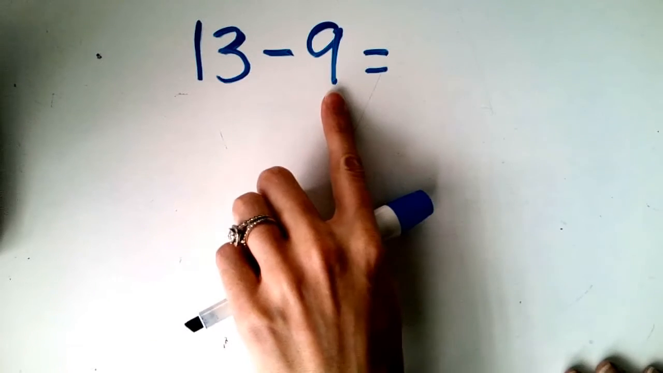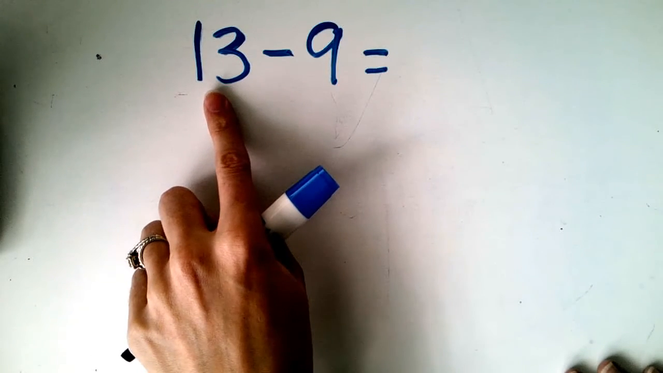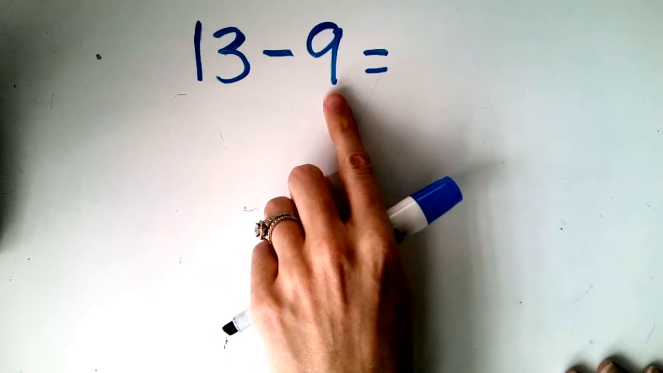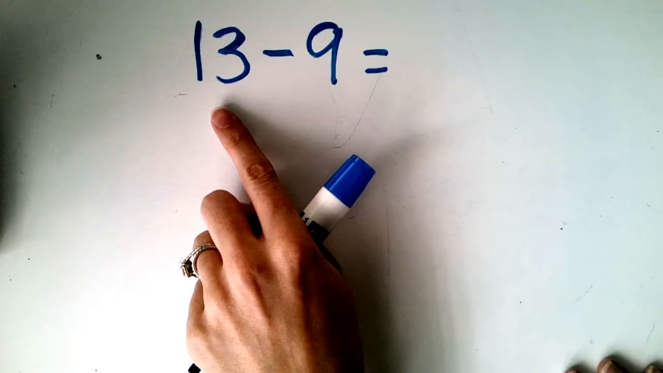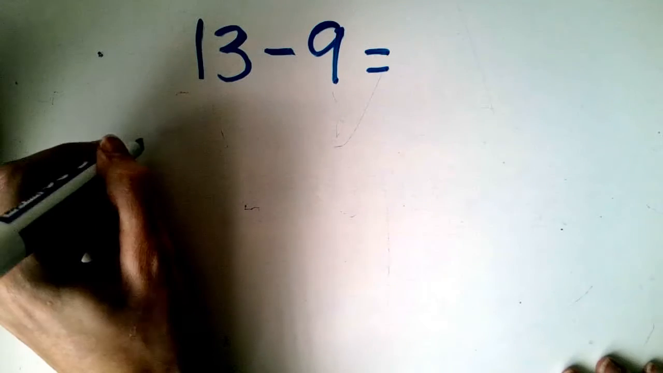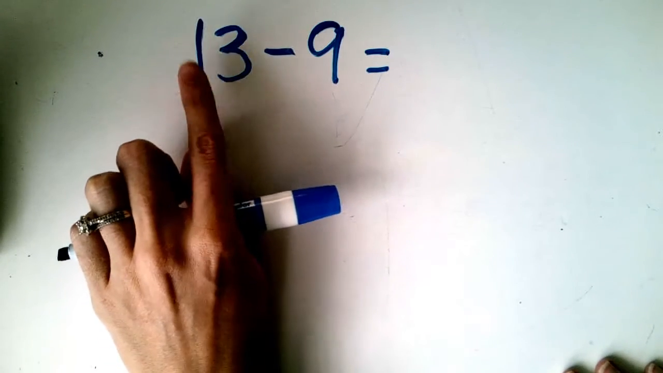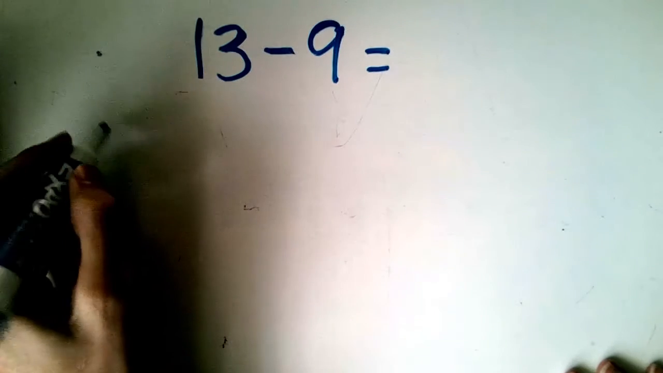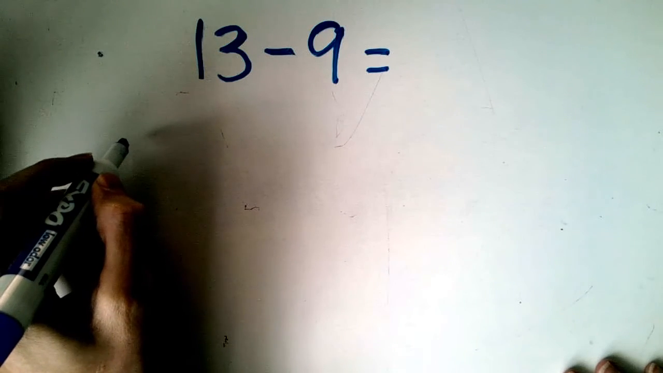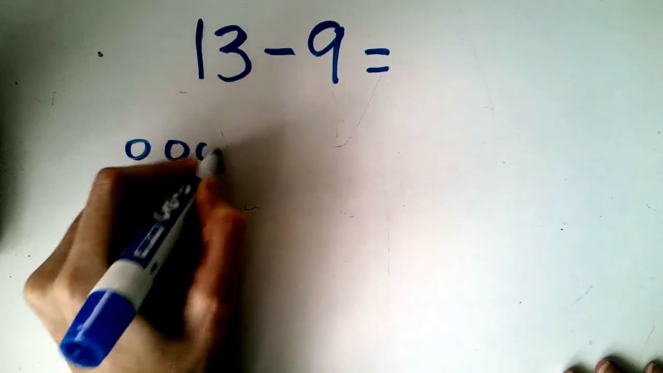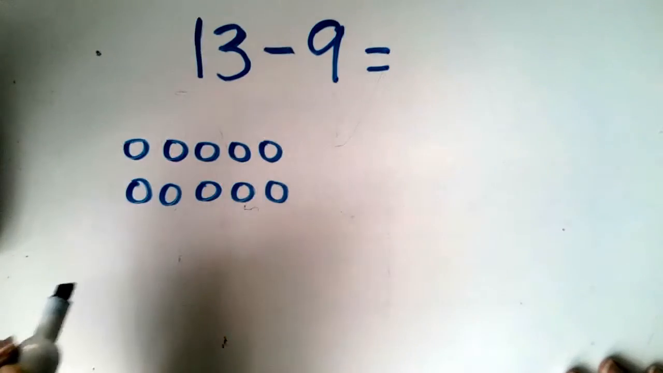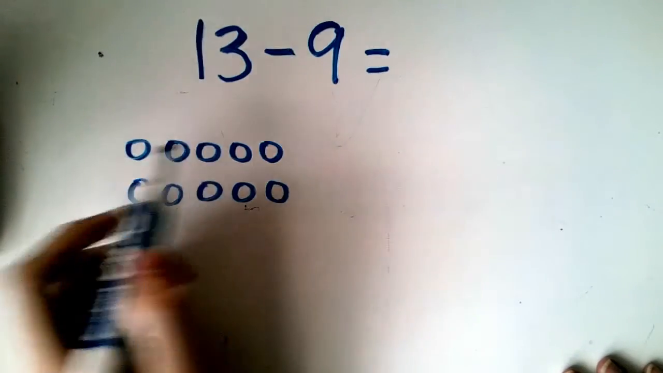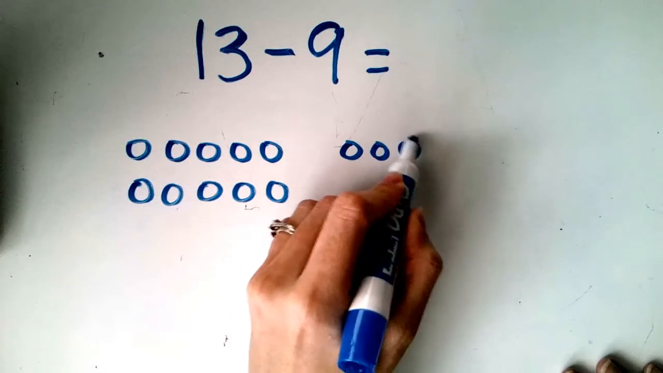13 take away 9 means that I'm going to have 13 in my picture, and when I go to cross off, I will cross off 9. So, let's practice using nice, neat rows of 5. Okay? Here we go. We need 13. 13 is going to give me 10 and 3 more. So let's do 2 rows of 5 so that we make 10. 1, 2, 3, 4, 5, 6, 7, 8, 9, 10. And 3 more. 11, 12, 13.